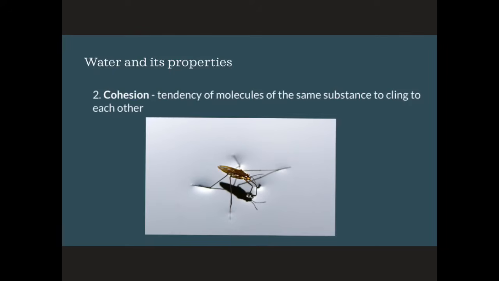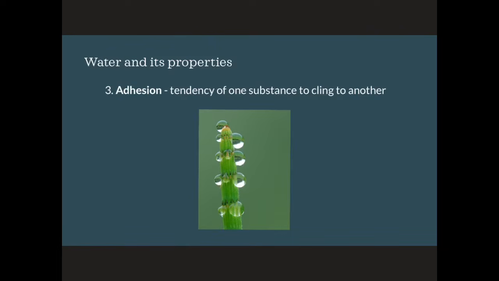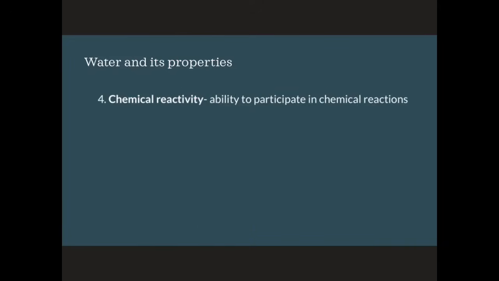Another property of water is adhesion, which is the tendency of one substance to cling to another substance. In the case of water, this means that water has the ability to cling to other things, such as leaves when you see the dew in the morning. Another property of water is its chemical reactivity. This is water's ability to participate in chemical reactions. And again, this is really important because the chemical reactions we'll be talking about in anatomy and physiology are happening in the body. And again, the body is made mainly of water.